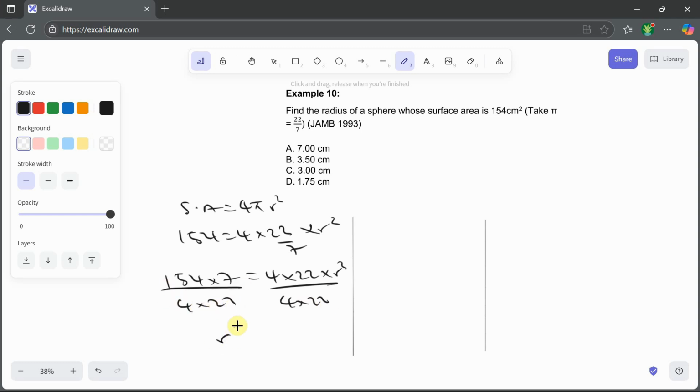My r squared is equal to 154 times 7 divided by 4 divided by 22. So this is 12.25. So if I take the square root of the answer, my r is equal to 3.5 centimeter, and that will be option B.